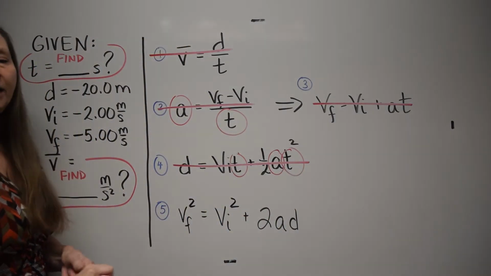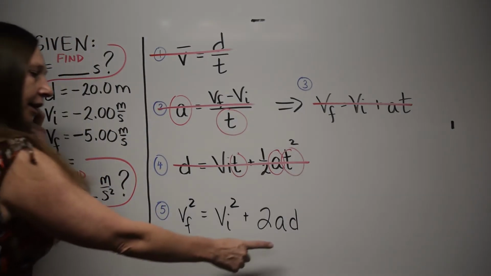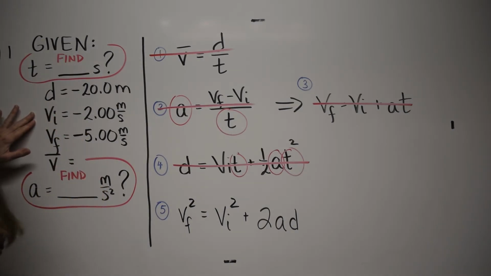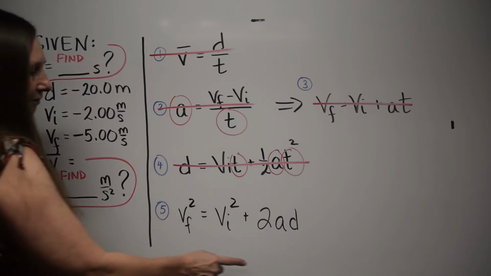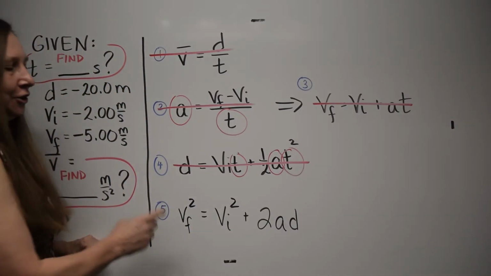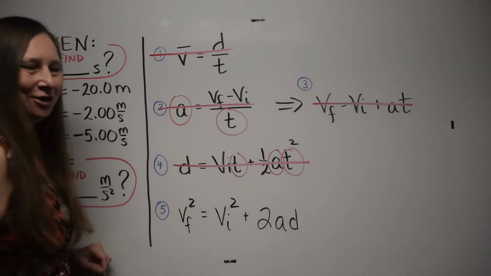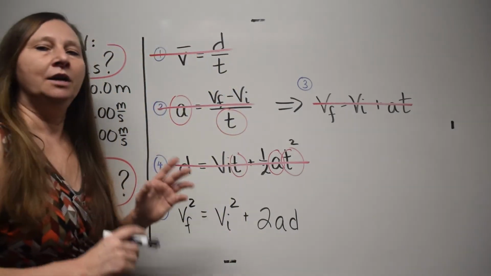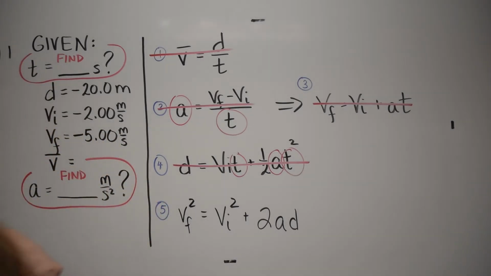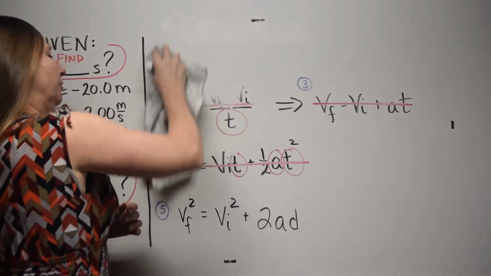Now let's take a look at equation number 5. We're trying to find acceleration. There it is. We have the displacement, the initial velocity, and the final velocity. So there's only one thing here that we don't know. So this equation is the one we should be using to solve for the acceleration. So let's take this equation, move it up, and solve for acceleration.